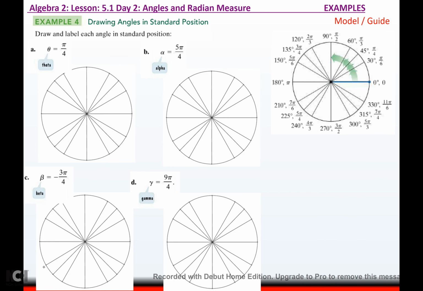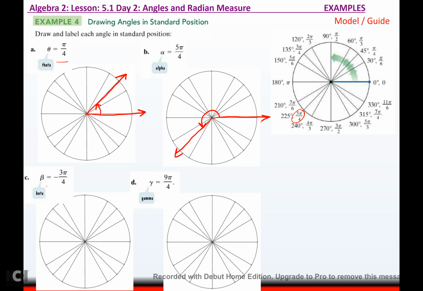Alright, so we have to draw and label each angle in standard position. Well, you've got your pi over 4. Use your unit circle. That's the one that's in the middle. So to draw a standard position, you put your initial side on the x-axis, your terminal side at 45 degrees. There's your theta of pi over 4. Okay, for B, we're going to go to positive 5 pi over 4, which is right here. So our initial side is on the x-axis, and 5 pi over 4 would be here. And then you always put your direction there with an arrow.